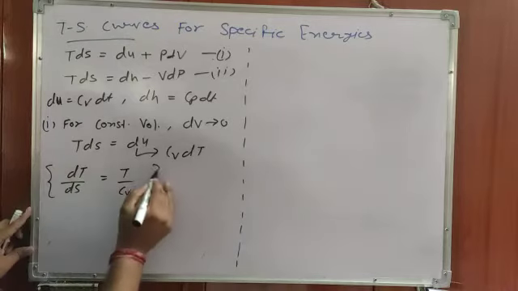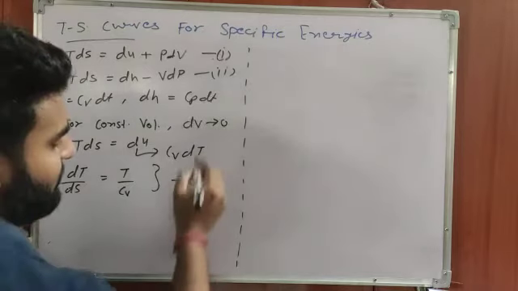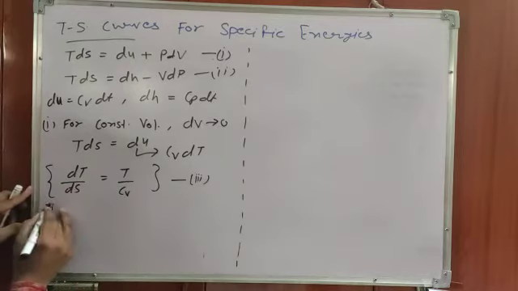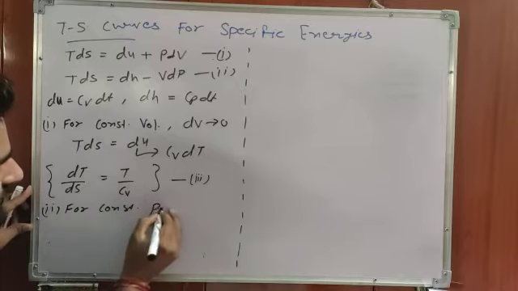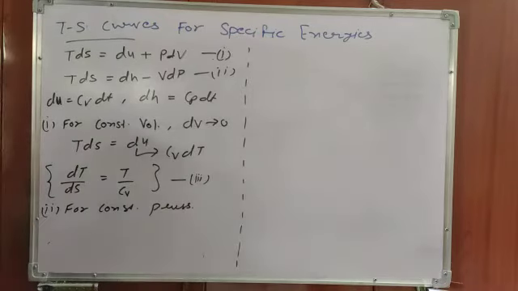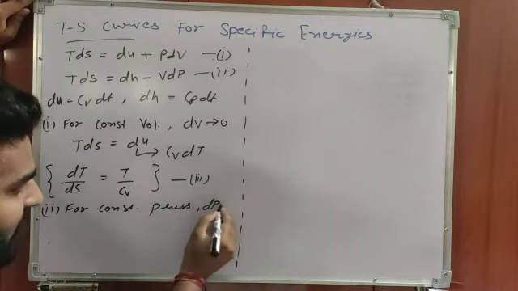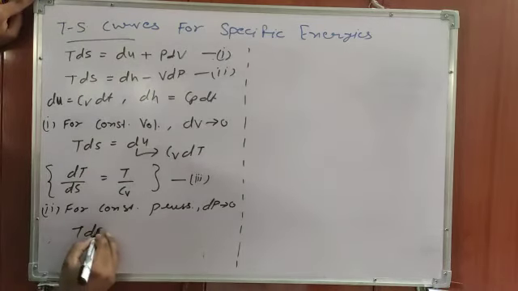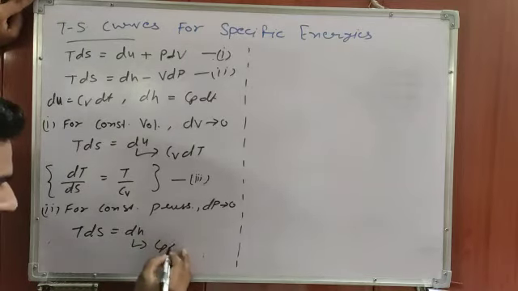Okay, this is the first equation, or we can say this is the third equation. Now second, for constant pressure, if pressure is constant, then the change in pressure is what? 0. So from the second equation, what can we write? TdS is equal to dH, and dH is Cp dT.